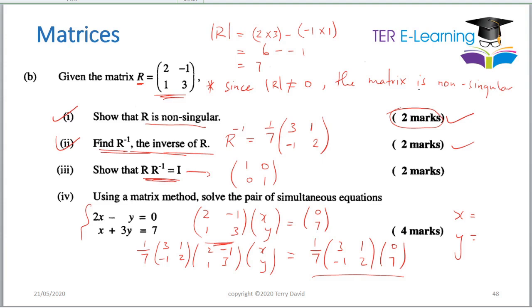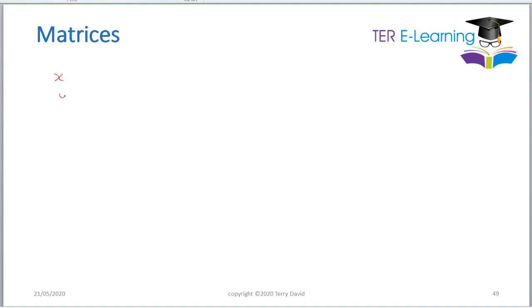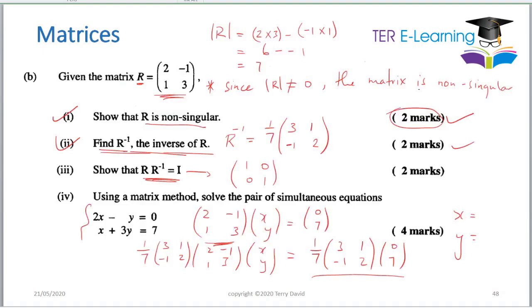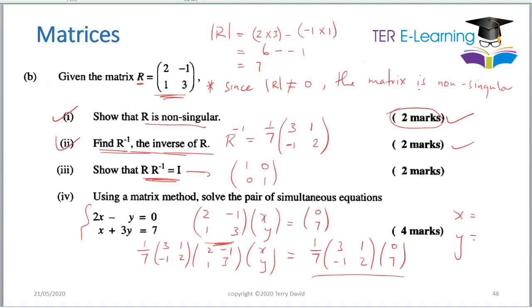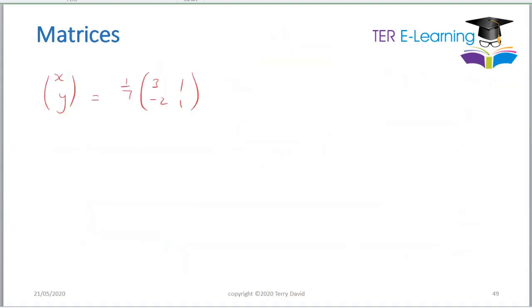Alright, I saw John and Aaron both got 1 and 2. So what I'm really asking you to work out here is, so you have x, you have y, and what you're really working out is 1 over 7 by 3, 1, minus 1, 2, and that's being multiplied by 0, 7.